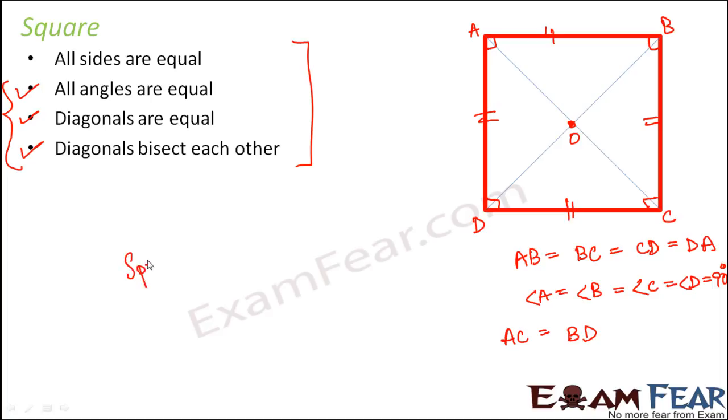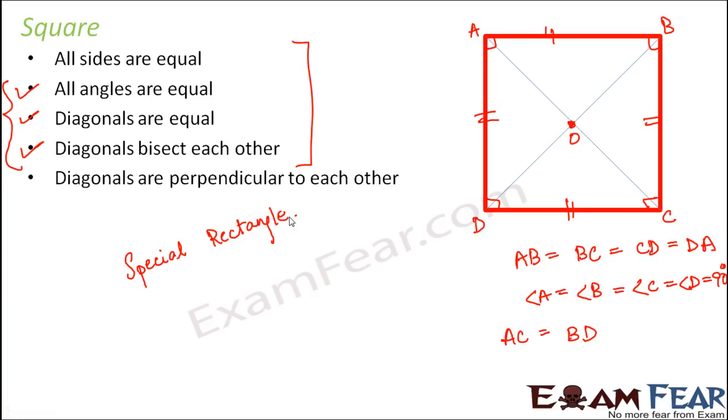So we can say that a square is like a special rectangle. And since a rectangle is already a special parallelogram, a square is also a special parallelogram, because a square satisfies all the conditions to become a rectangle, and all the conditions to become a parallelogram. In fact, besides that, a square has some extra property, like all sides should be equal.